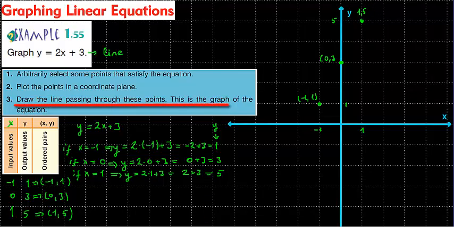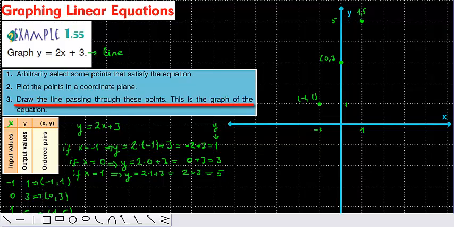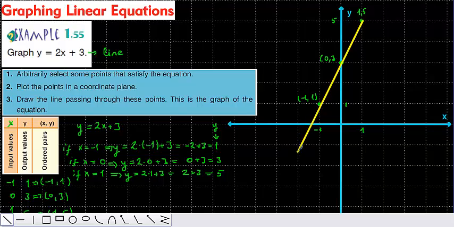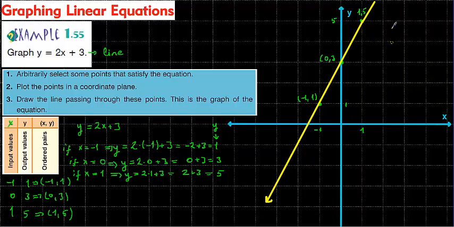Now I'm going to draw our line with respect to these given points. The line passing through these 3 points, because these are collinear points, also later we are going to learn this definition. This is the graph of the line, and the name of this line is y is equal to 2x plus 3. As you see, our points are on the line.